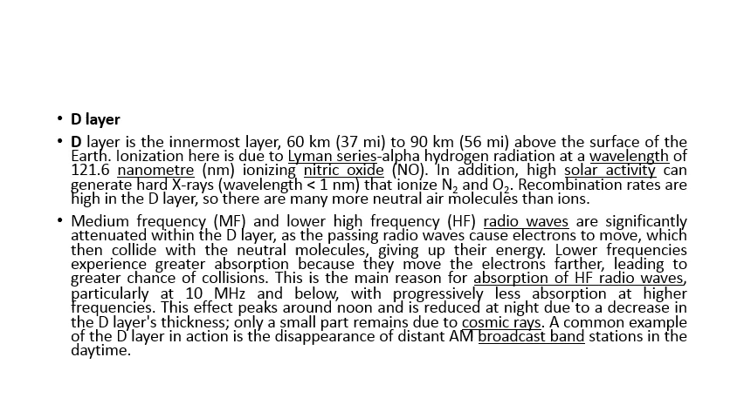Medium frequency and low frequency radio waves are significantly attenuated within the D layer, as the passing radio waves cause electrons to move, which then collide with other molecules, giving up their energy. Lower frequencies experience greater absorption. Why does it happen? Because they move the electrons further, leading to a greater chance of collision. This is the main reason for absorption of HF radio waves, particularly at 10 MHz and below.